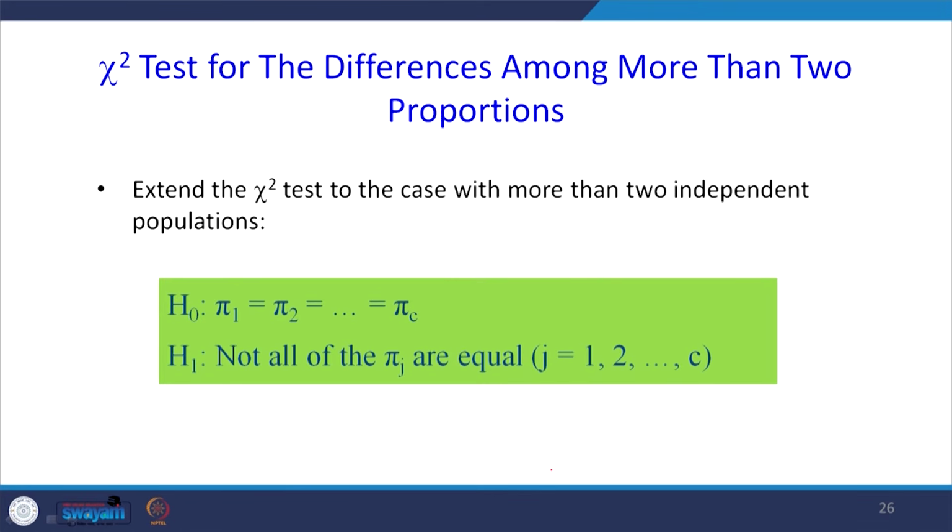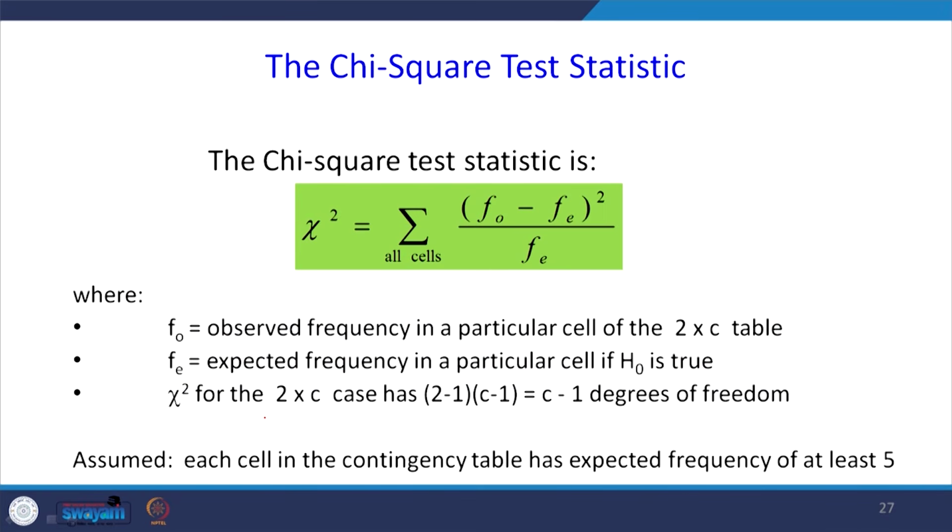There we have compared only two proportions. There may be a possibility that we have to compare more than two proportions, for example 3 proportions. That case we will see in this problem. Extend the chi-square test to the case with more than 2 independent populations. Say the null hypothesis can be pi 1 equal to pi 2 equal to pi 3. The alternate hypothesis is not all of the proportions are equal.